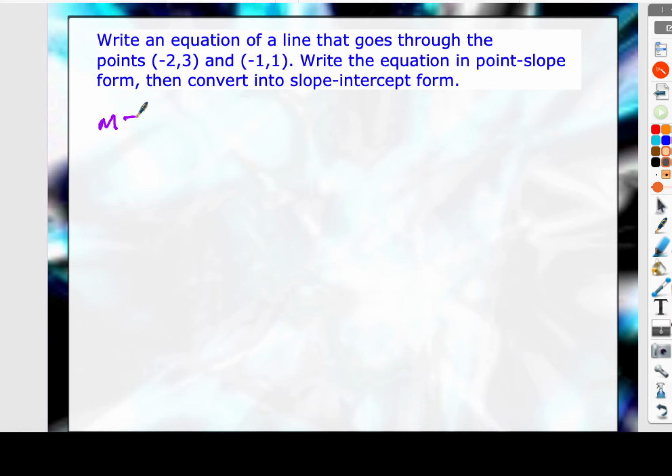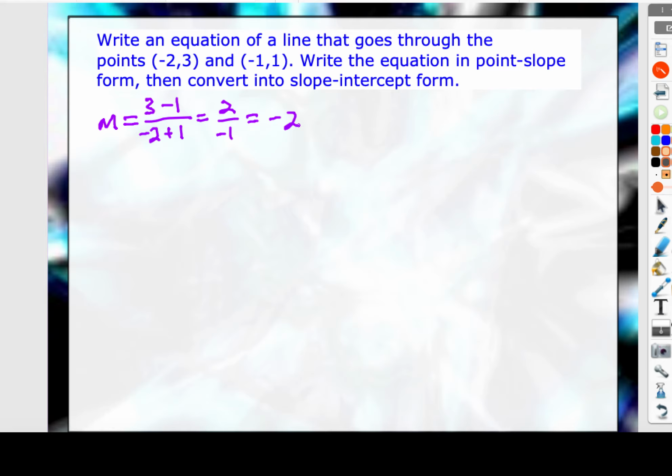First things first, let's get ourselves a slope. So 3 minus 1 over negative 2 minus negative 1. 3 minus 1 would be 2, right? 3 minus 1 was our y values subtracted. Negative 2 plus 1 would be negative 1, right? Those are our x values subtracted. And 2 over negative 1 is negative 2.